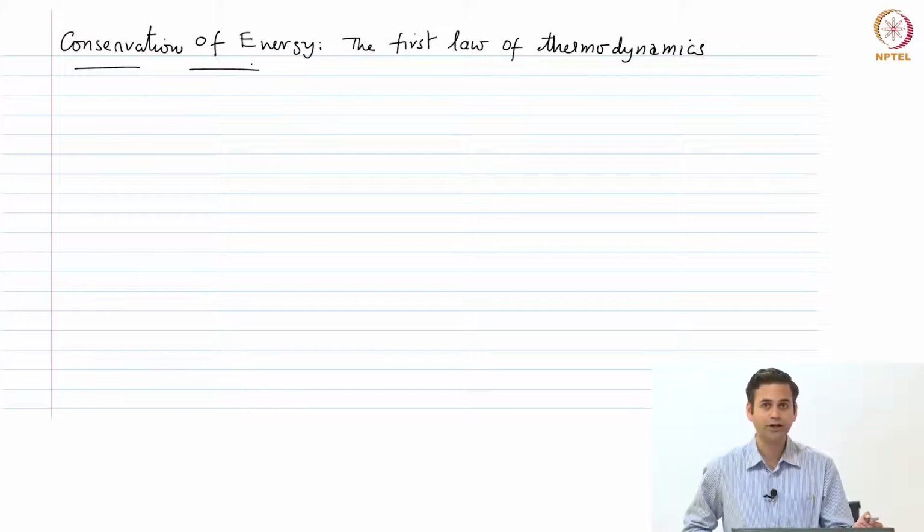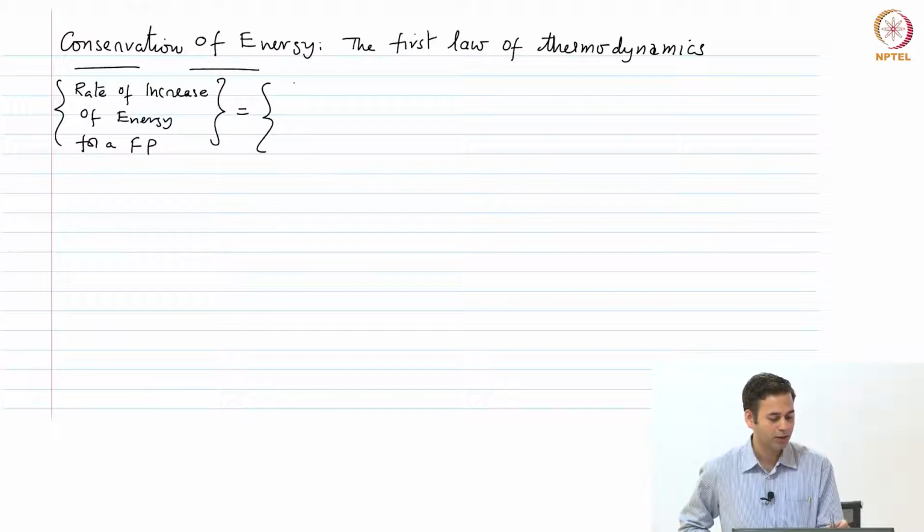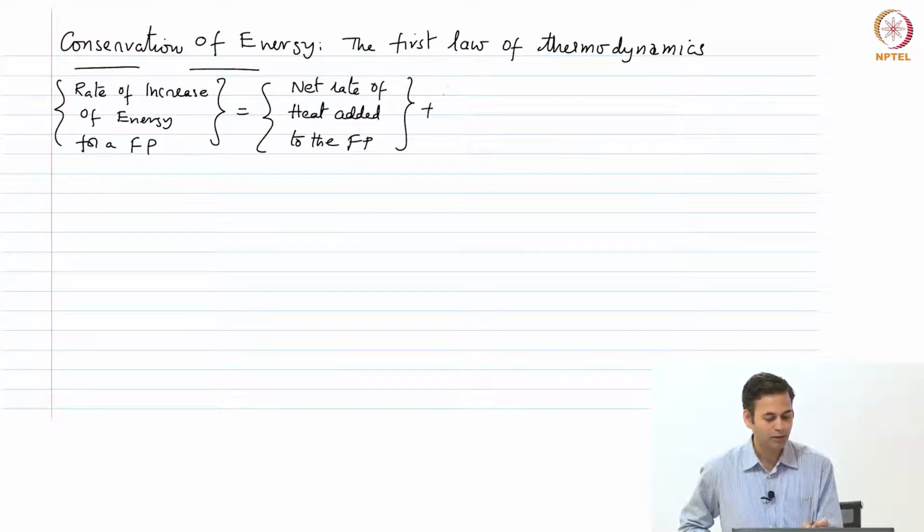So the conservation of energy states that it is also a rate equation like the conservation of mass and the conservation of momentum, and it says that the rate of increase of energy for a fluid particle, we just say Fp here, equals the net rate of heat added to the fluid particle plus the net rate of work done on the fluid particle.